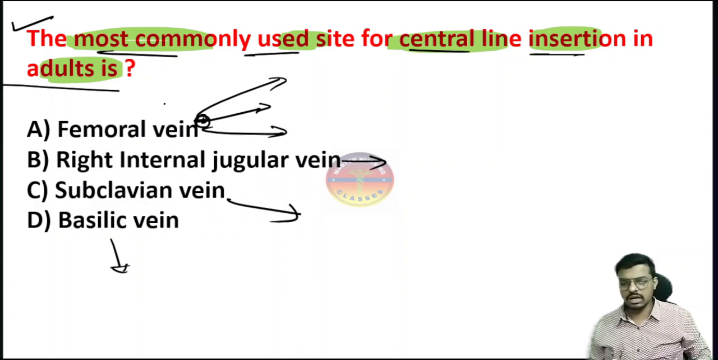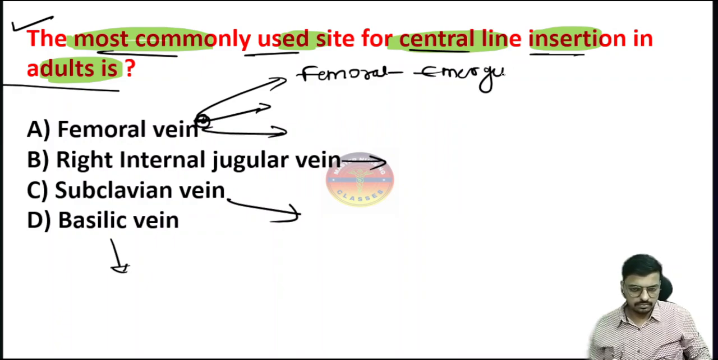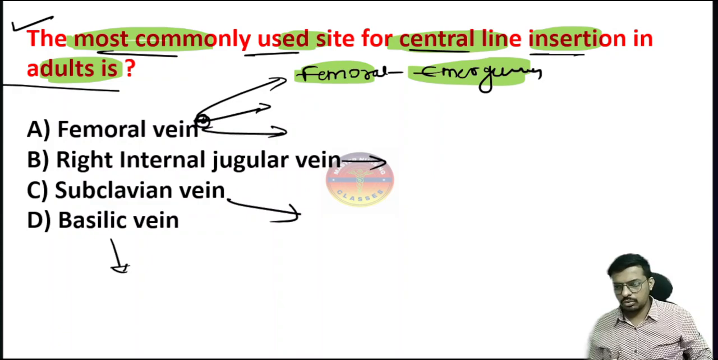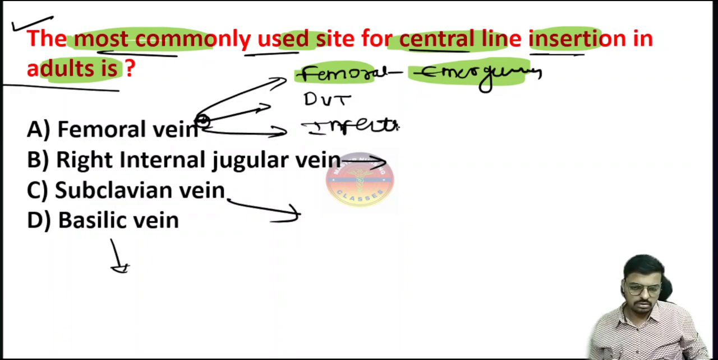If the examiner is asking which is most commonly used in the emergency, the most commonly used in the emergency is the femoral. Which central line catheter is associated with the highest chance of deep vein thrombosis and the highest chance of infection? Again, the answer is the femoral route.